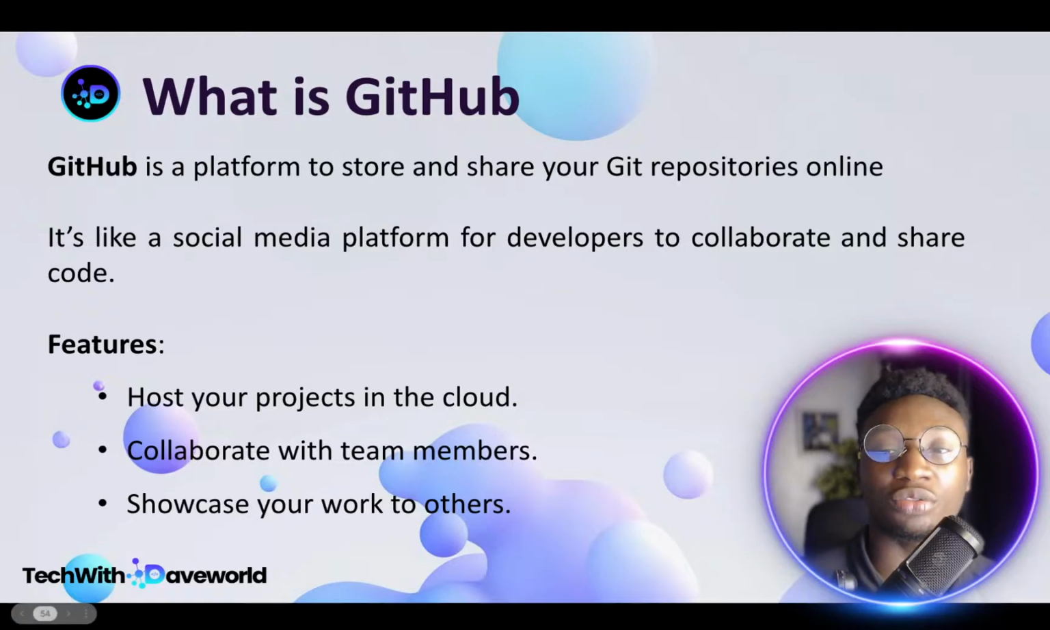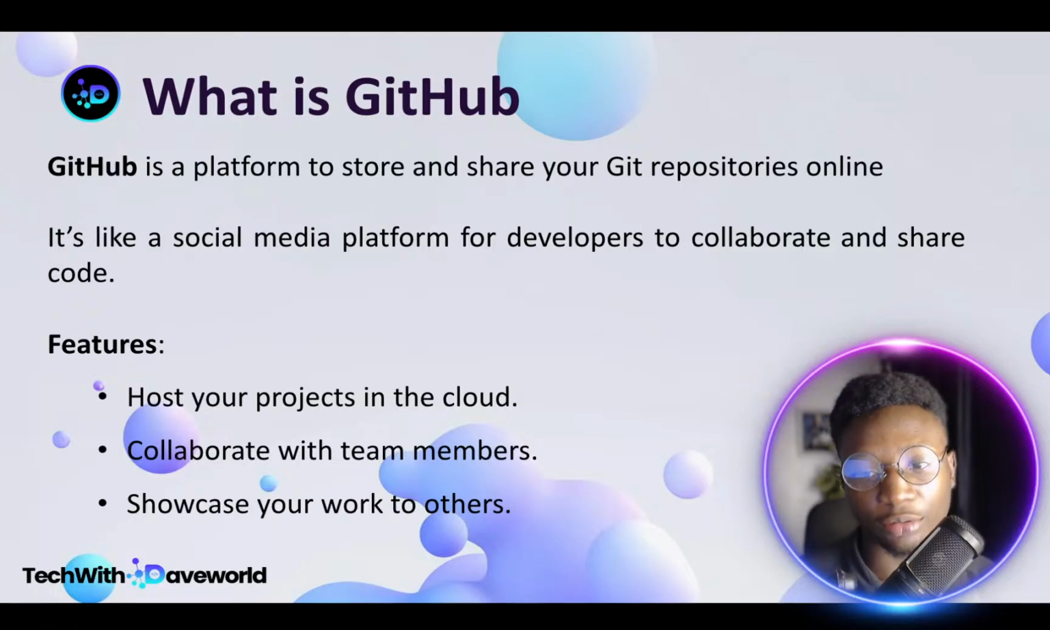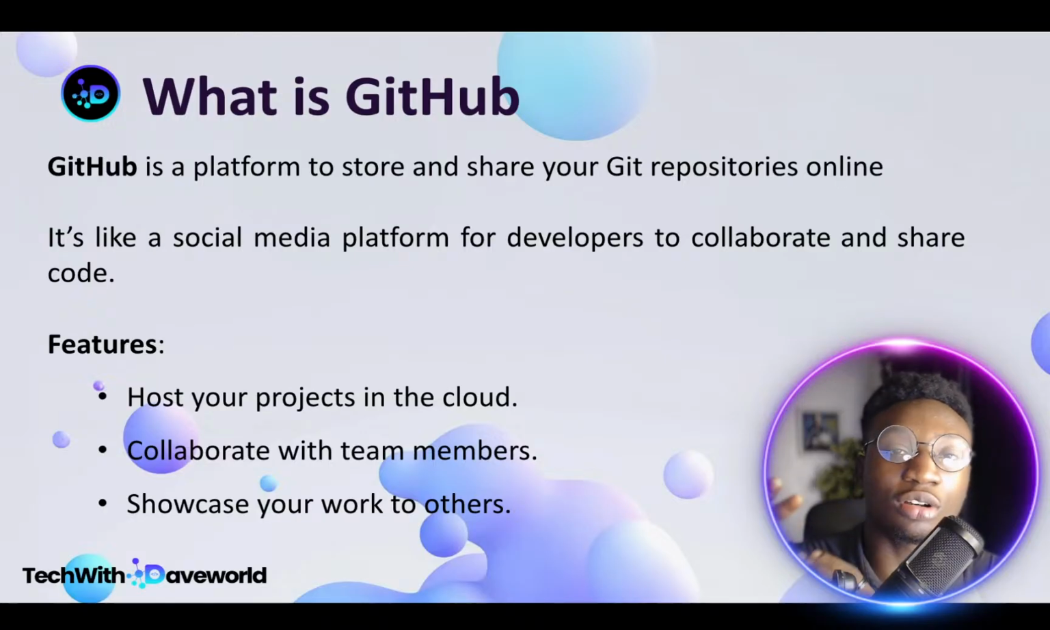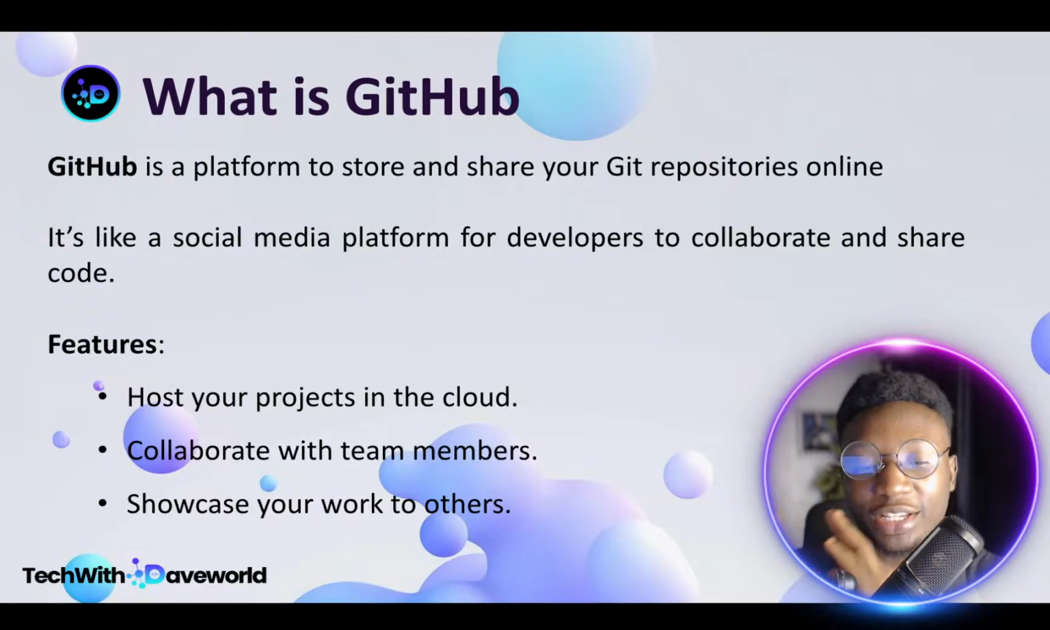So what are the features of GitHub? First is to host your project in the cloud. So even if your system crashes or for some reason you lost the project on your system, everything is on the cloud. So you can depend on GitHub to help keep our code very safe.